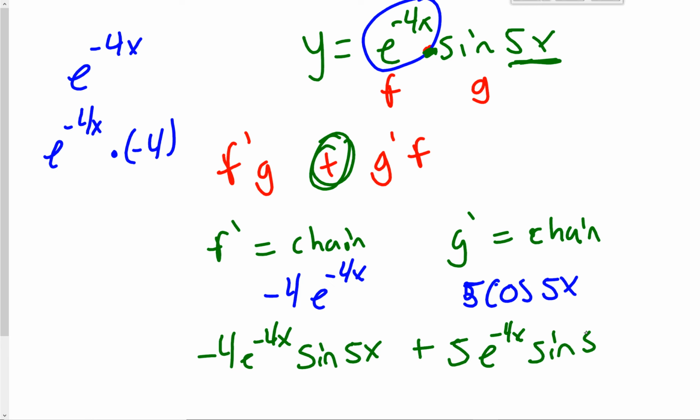Sine 5x, or cosine 5x, sorry. That's the derivative of g. Okay, so it kind of looks like that. All right.